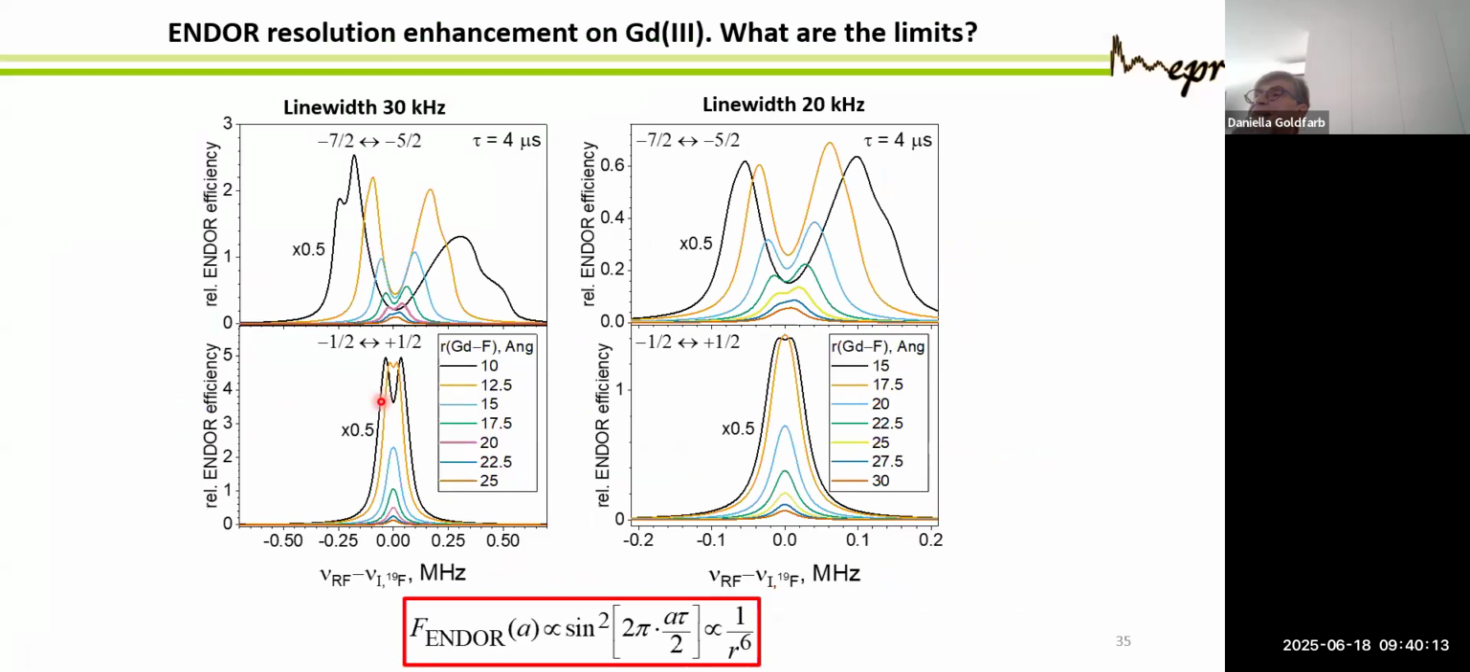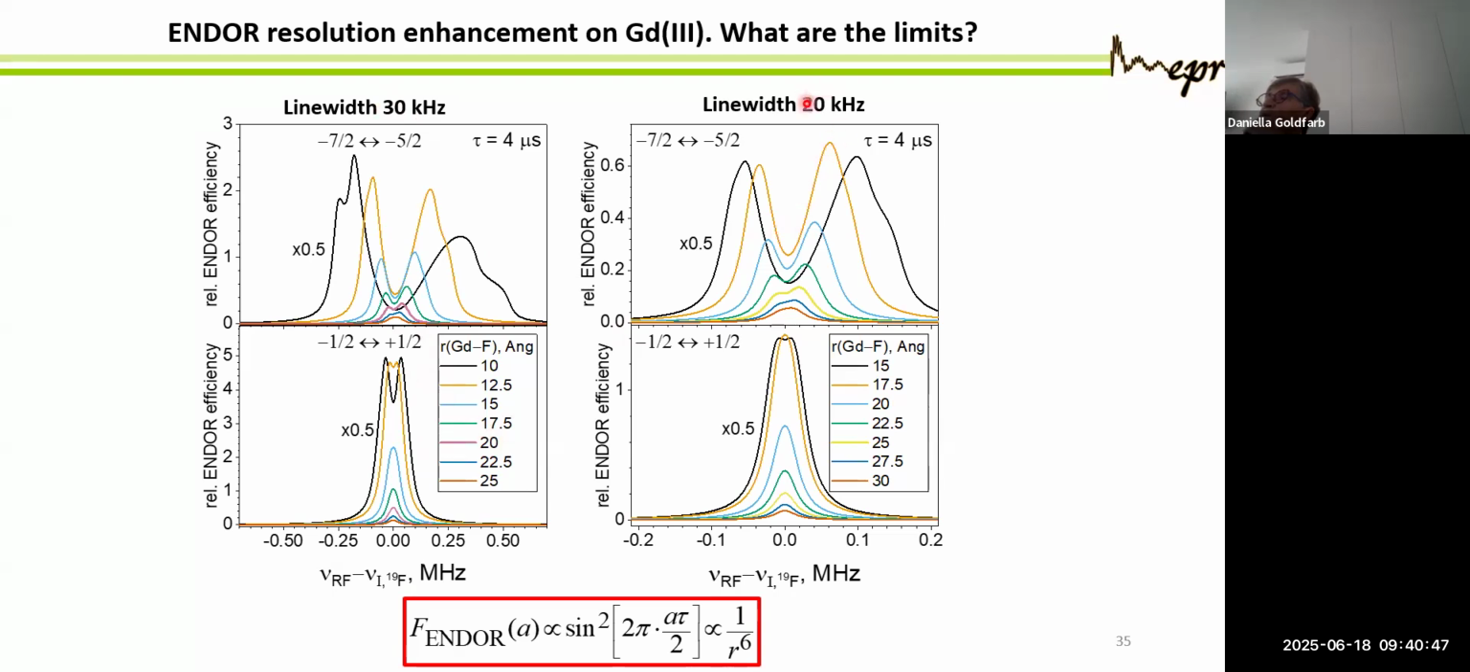So you can extend. So the question now is, what is the limit? How far can you go? This depends on the line width. If you have a line width of 30 kilohertz, and you can measure a tau equal to 4 microseconds, which is possible, then I guess you can go up to here, which will be 17 angstrom.